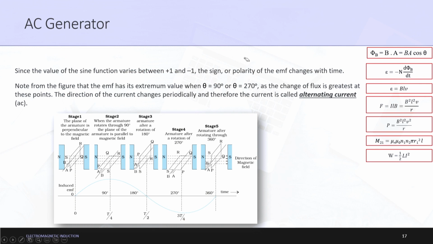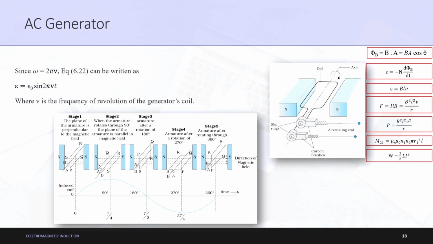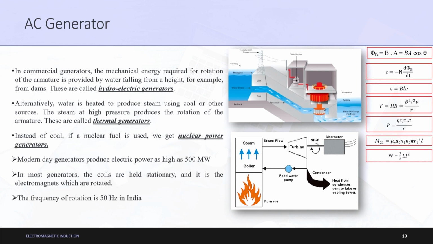So, now let us move on to the application of AC generators. What are the applications of AC generators? Please look over carefully. In commercial generators, in which all the generators are used for commercial purposes, large offices or big sites, or for mass production of electricity. Those are commercial generators.